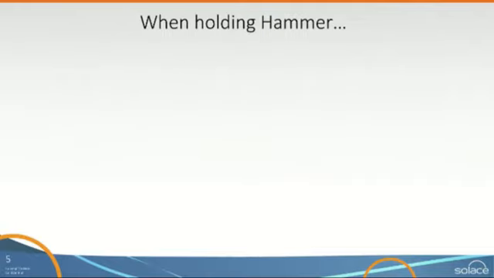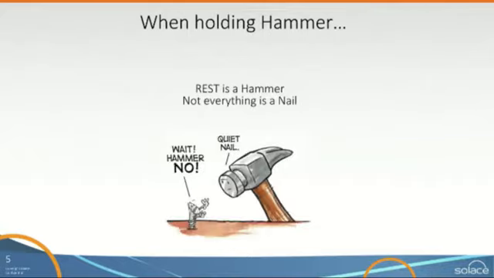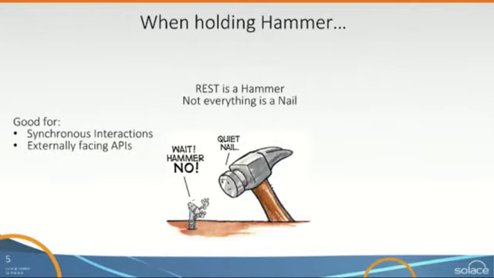So one of my favorite sayings is that, when holding a hammer, everything looks like a nail. And from the aspect of that analogy, REST has become a hammer, and certainly not everything is a nail. I showed this in the last webinar, but this icon graphic here of the hammer beating into a screw drives home that point. So ultimately, REST is really good for synchronous interactions as well as externally facing APIs.